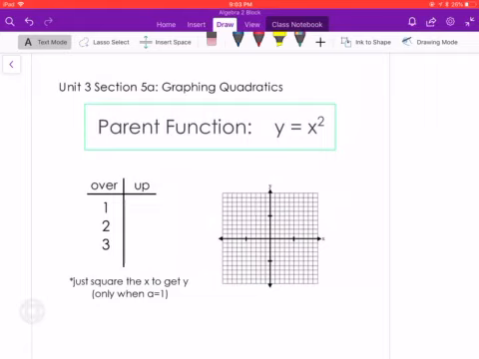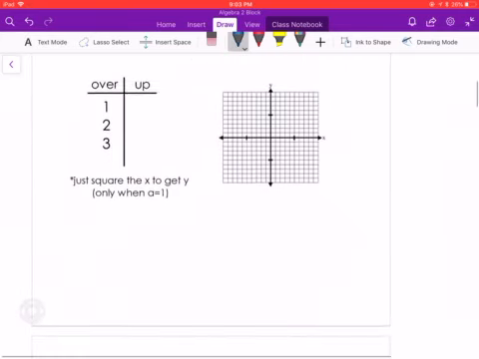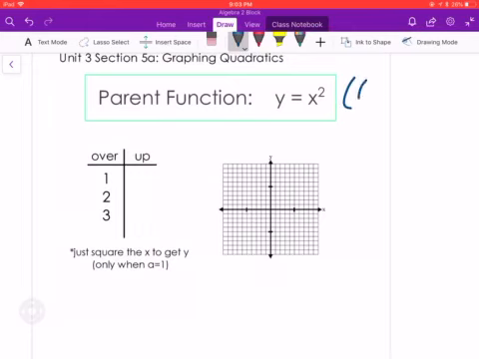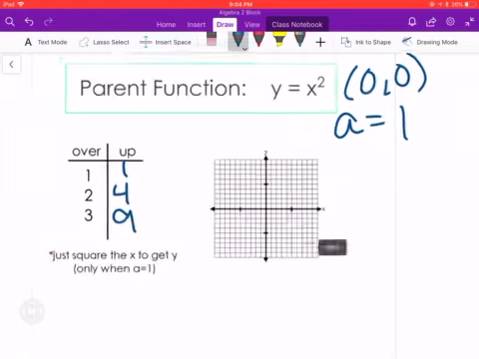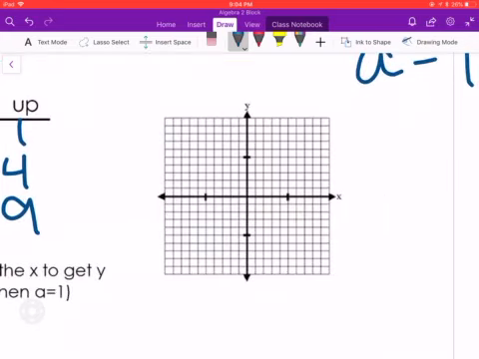Just a reminder that the parent function is just y equals x squared. The parent function has a vertex at the origin, 0, 0, and an a value of 1, and it follows this general pattern: over 1, up 1, over 2, up 4, over 3, up 9. So on the graph, the parent function looks like this. It has a vertex of 0, 0, and then it follows this pattern.